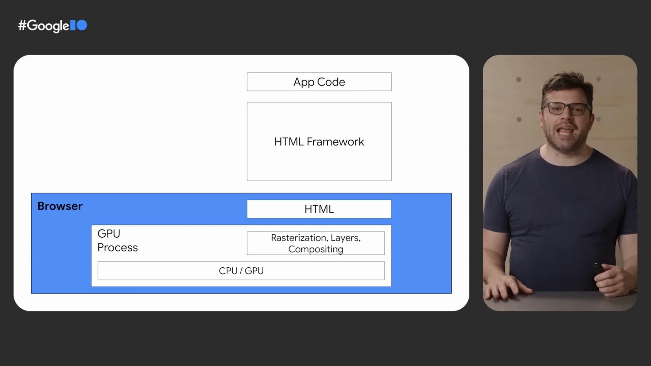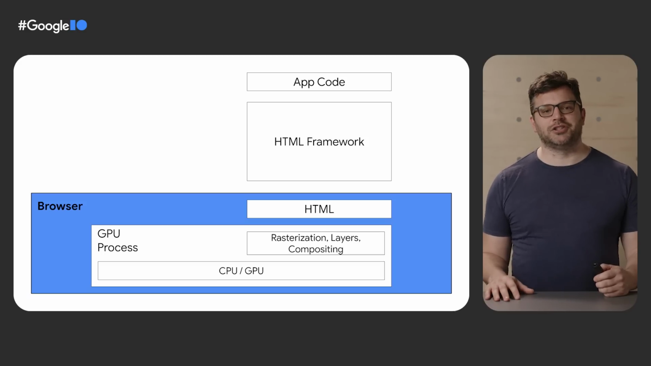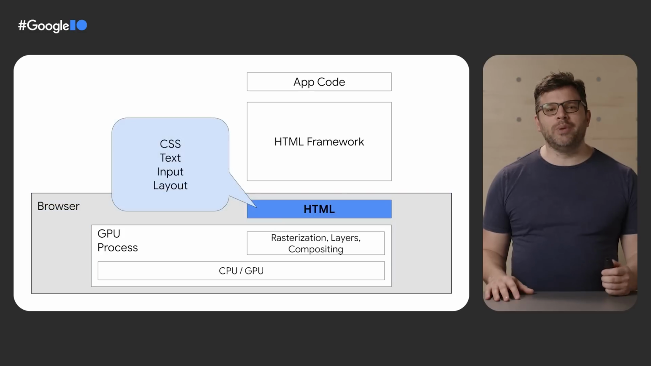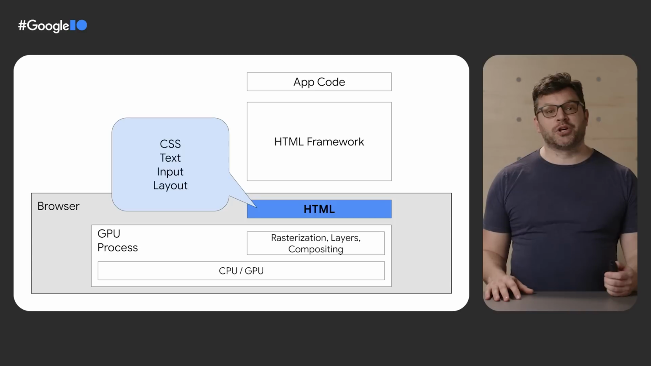Above the browser, we see application code, which often is built on an HTML framework. This sits on a stack of browser technologies. Let's zoom into HTML. You can also call this the DOM. This includes things like CSS, text layout, user input, etc. This is the first and still the most prevalent way to paint pixels on the web. But there is another option.